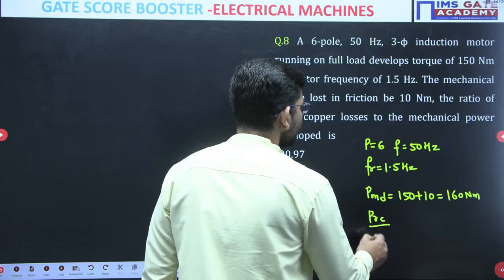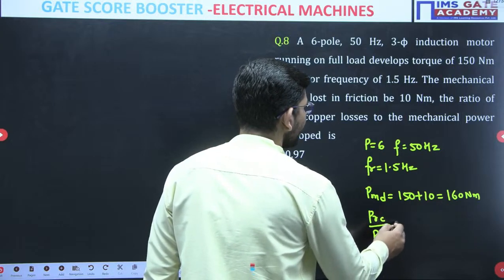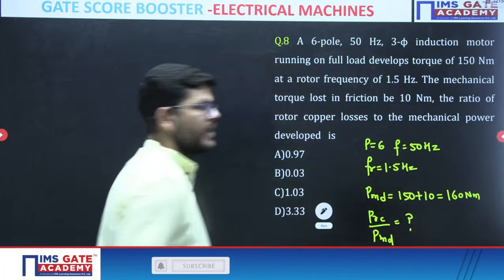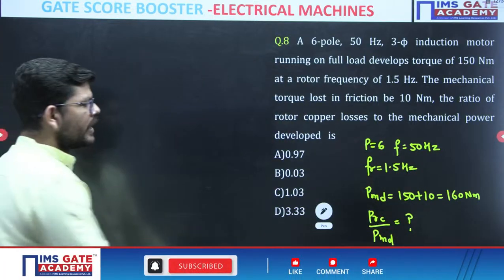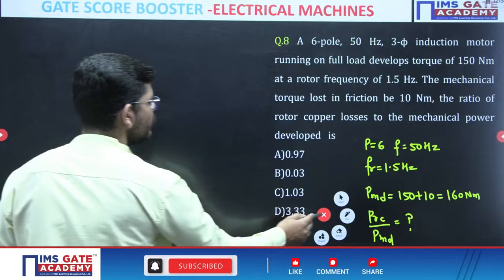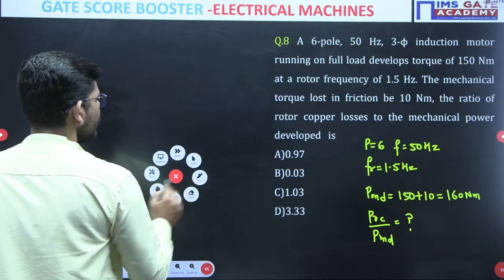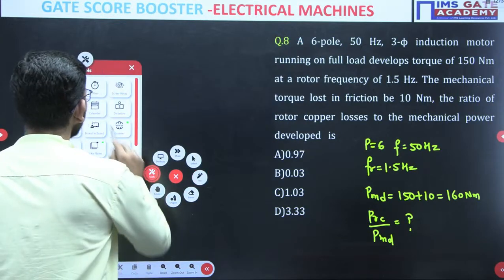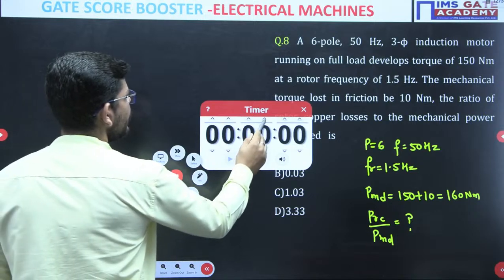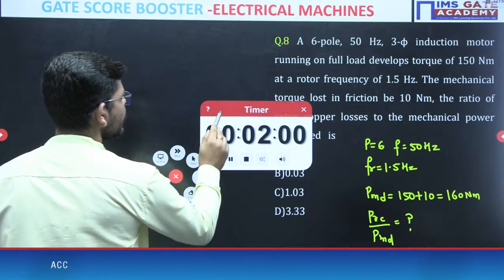Then the ratio of rotor copper losses to the mechanical power developed will be what? This is what you have to calculate, and I am sure that you people can very easily solve this question, right. So let me give you 2 minutes and let me see who can solve this question.